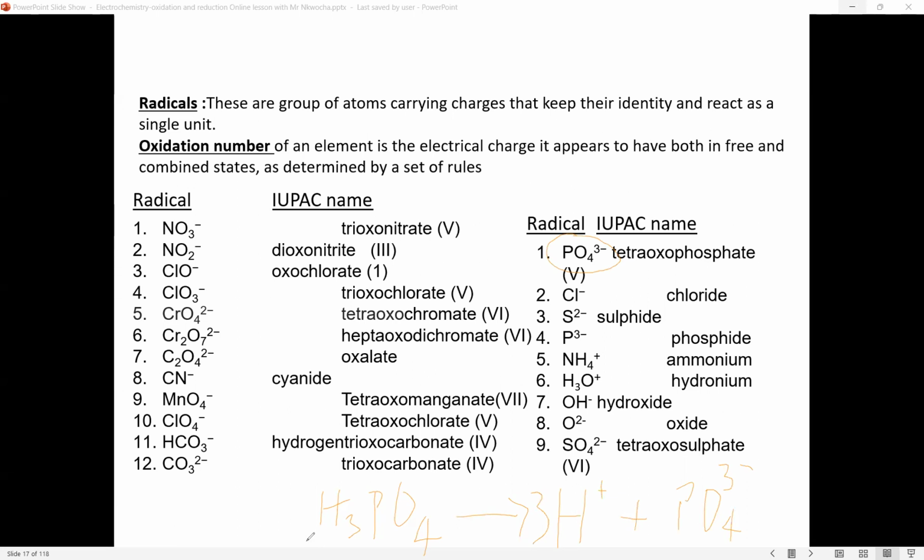Then when we are doing electrolysis, we are saying electrolysis is ionization. The compound will ionize, and this is how I usually ionize. You don't have to memorize. With this slide alone, you can see how compounds ionize.